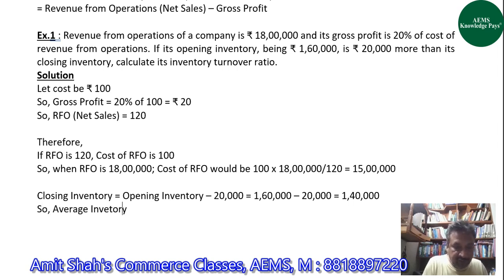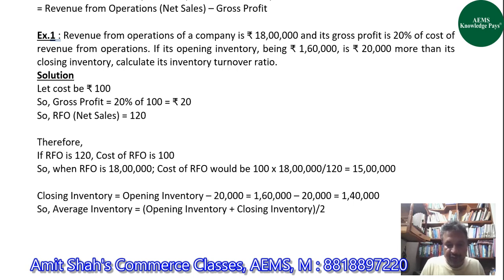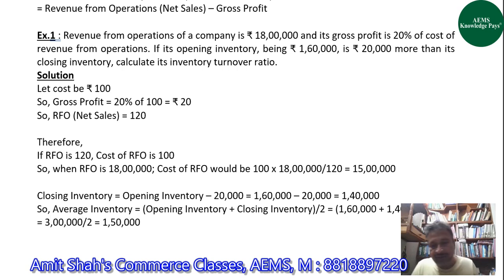So average inventory is opening inventory plus closing inventory divided by 2, because we have to calculate average. That is why we are dividing it by 2. That is 1 lakh 60 plus 1 lakh 40 divided by 2 means 3 lakhs divided by 2 means 1 lakh 50,000.